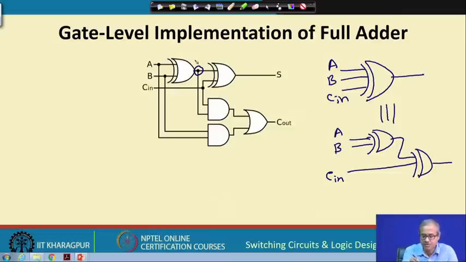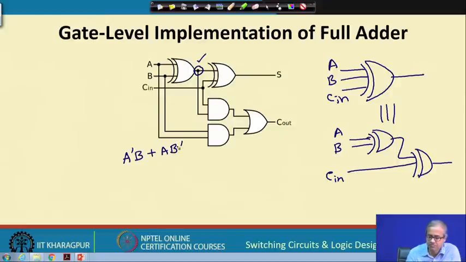Well, do not ask me how we arrived at this. This is more like an art, there is no systematic procedure for this. Somehow someone has come up with this design which requires fewer gates, and this can also generate the same carry out. Let us check. So, what is the value here? It is XOR of A B. What is XOR of A B? A bar B or A B bar.